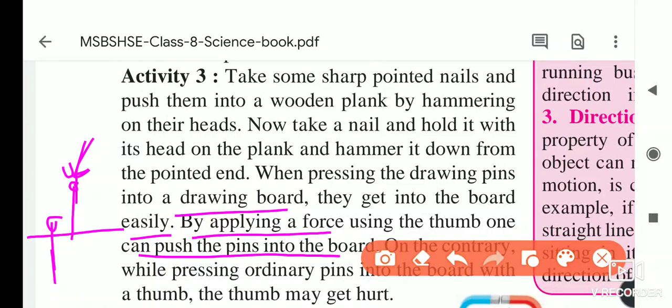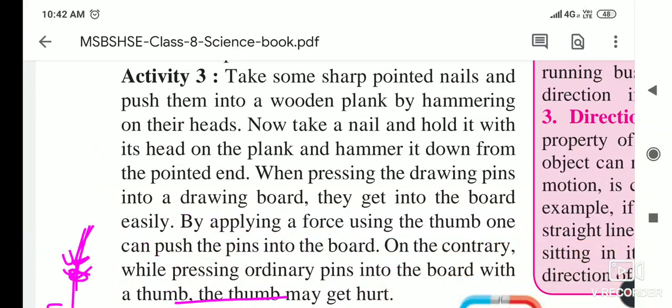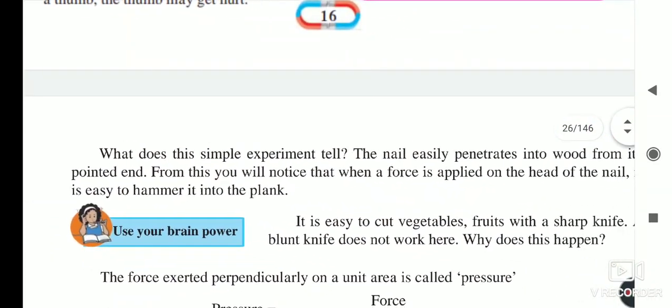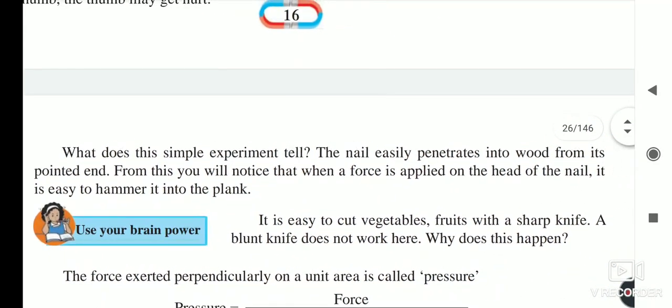Okay, and this structure is there. This structure helps us to easily press this pin into the drawing board. With an ordinary pin, what happens is that our thumb may get hurt. Now the next point is, what does the simple experiment tell?